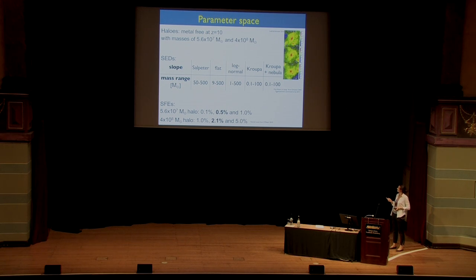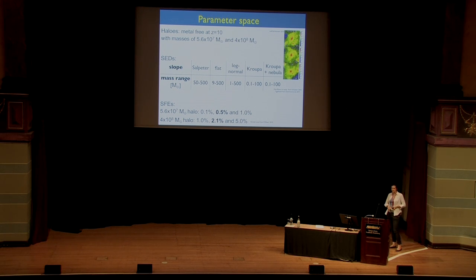I take two different halos from the cosmological simulations by Muhammad Latif. They have masses of 6 times 10 to the 7 and 4 times 10 to the 8 solar masses. I take them at a redshift of 10, and I assume that they are metal-free, so maybe I'm stretching this a little bit. For the radiation source, I already told you I use SEDs, which consist of a whole stellar population. I have 5 different types, going from a very extreme Salpeter slope IMF with an extreme mass range from 50 to 500 solar masses down to a more normal Kroupa IMF between 0.1 and 100 solar masses.